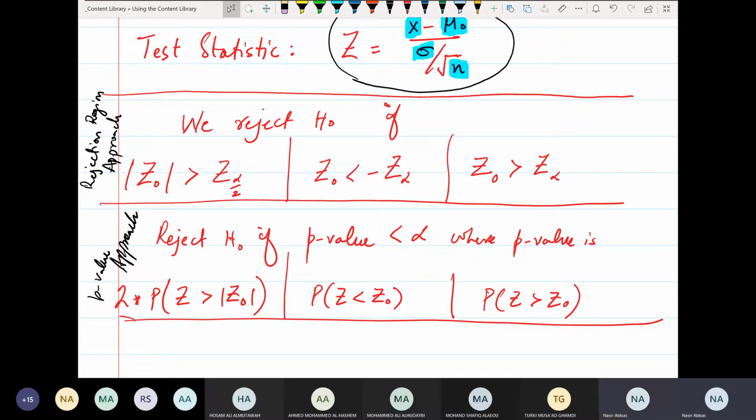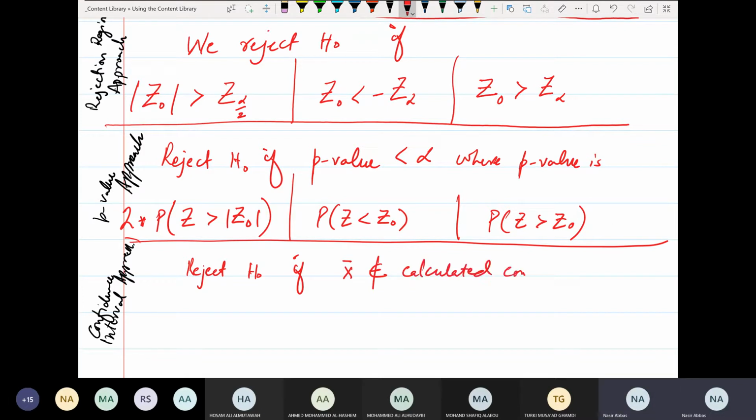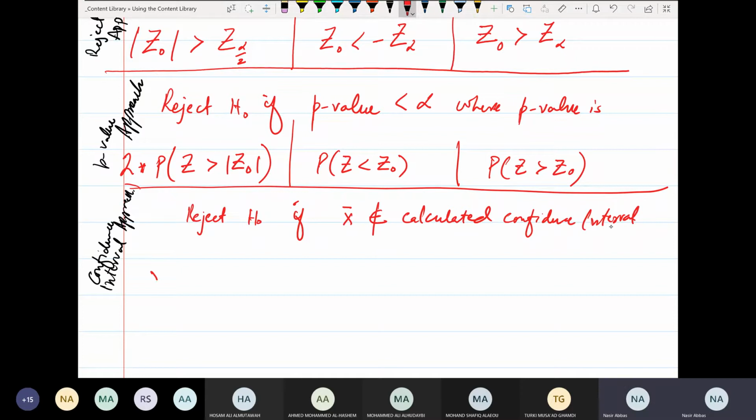And then there is a third approach that we have already discussed in chapter 8. That approach is the confidence interval approach. In this approach, we create the confidence interval and we reject H0 if X bar does not belong to the calculated confidence interval. That is, you will create the confidence interval X bar plus minus Z alpha by 2 times sigma over root of n.